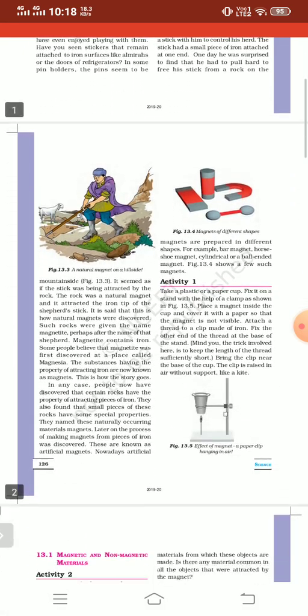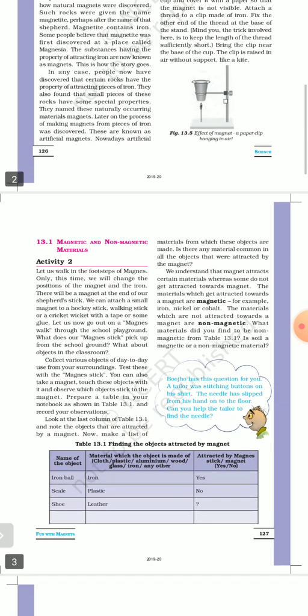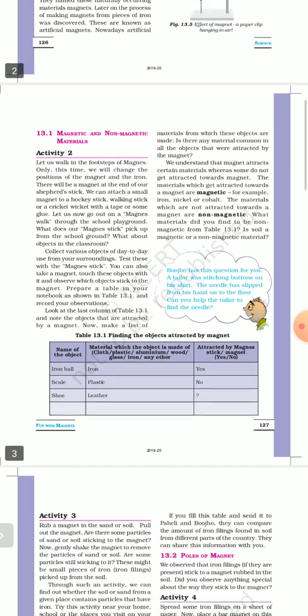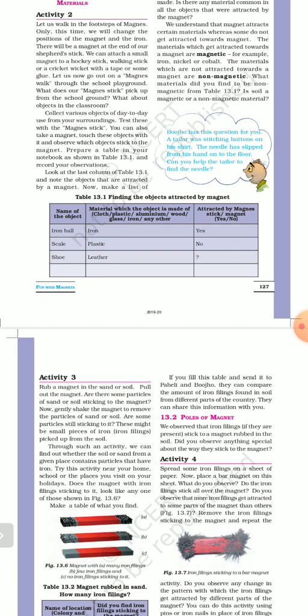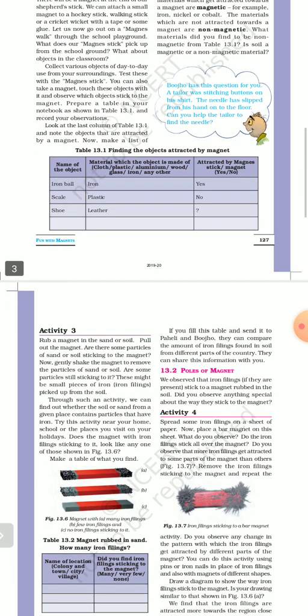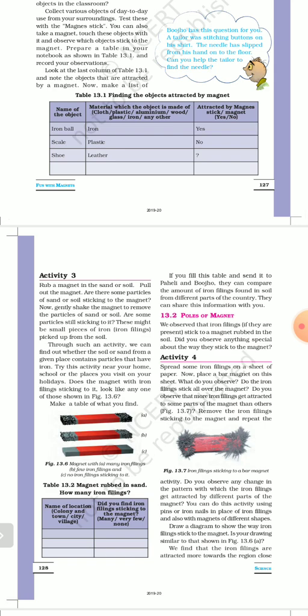Now, in the previous lecture, we covered magnetic materials and non-magnetic materials. The magnetic materials are the materials which are attracted towards a magnet, for example, iron, nickel, cobalt, etc. And the materials which are not attracted towards a magnet are non-magnetic. In table 13.1, we discussed that you have to fill up that table.